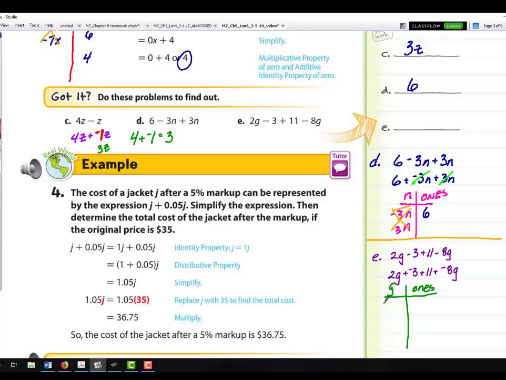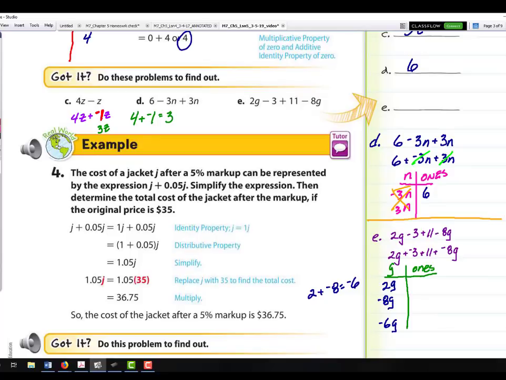So my g's, 2g, negative 8g. I can think of that as 2 plus negative 8 would be negative 6. So I end up with negative 6 g's. The 1's, I have negative 3 1's, and I have positive 11 1's. Negative 3 plus 11 is positive 8. So my final answer is negative 6g plus 8. And that's our way of combining like terms.